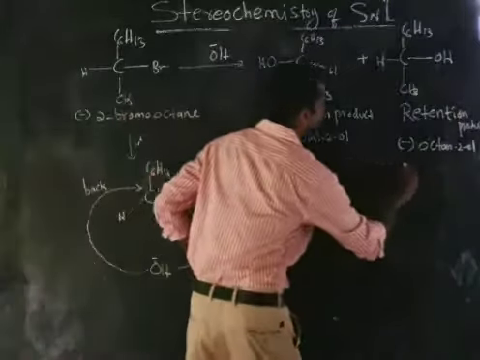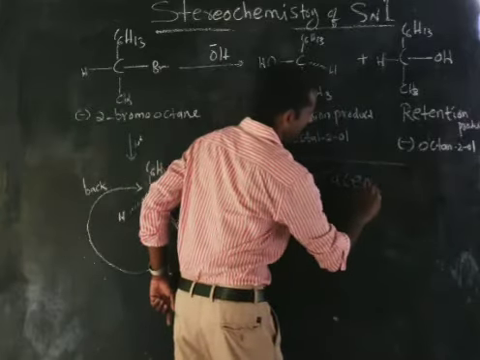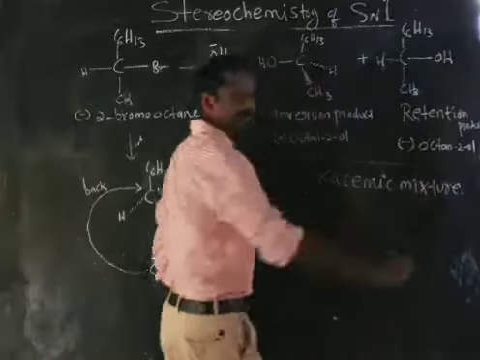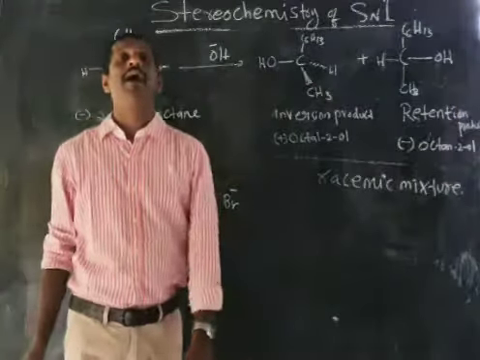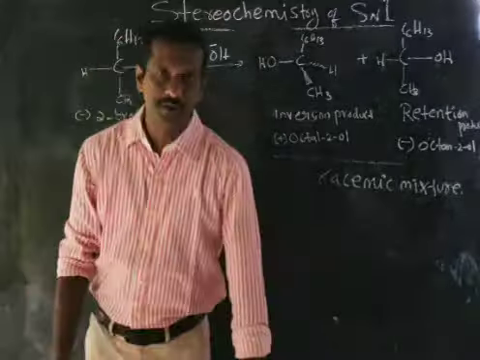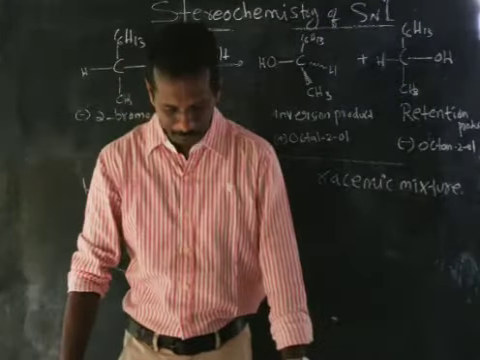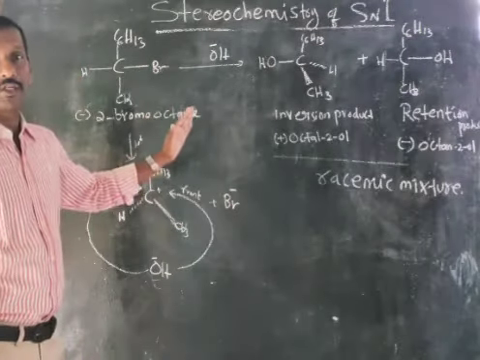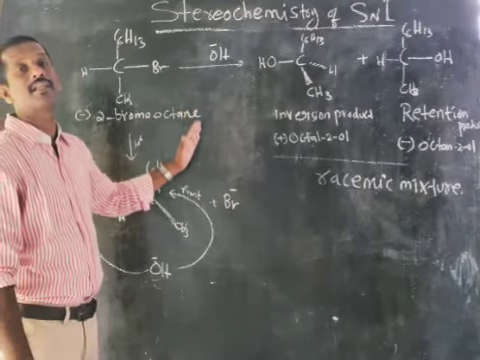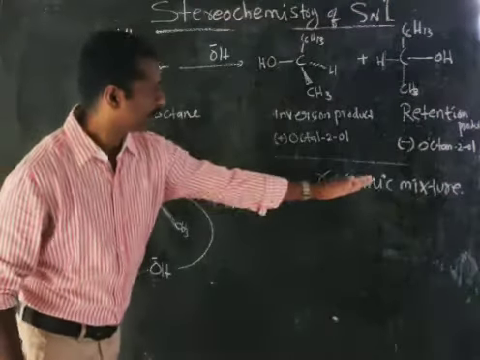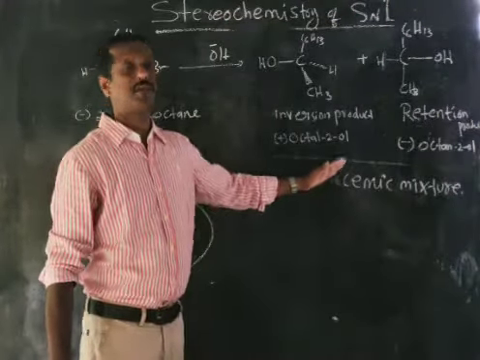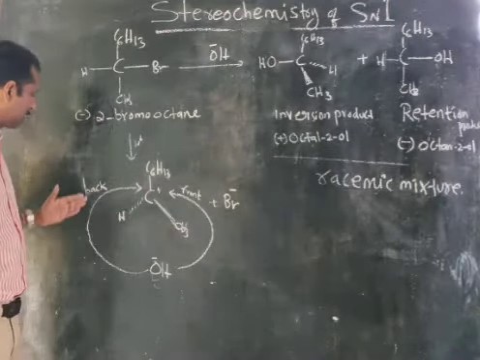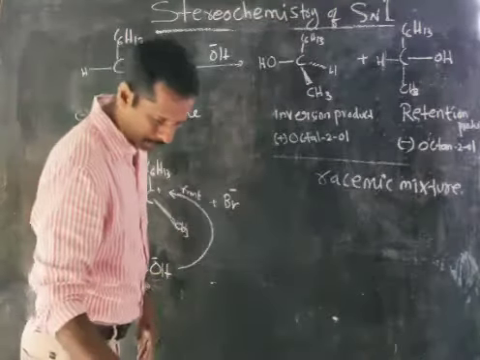That means here we get a racemic mixture. This is because of the planar geometry of the carbocation. I think it is very clear to you. Stereochemistry of SN1 reaction: SN1 reaction is associated with racemization because we get a racemic mixture due to the planar structure of the carbocation. Both backside and front side attack are equally possible.